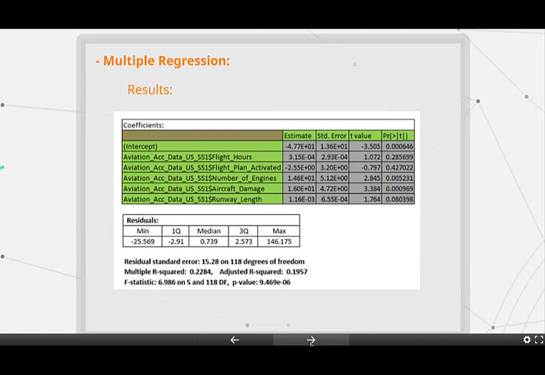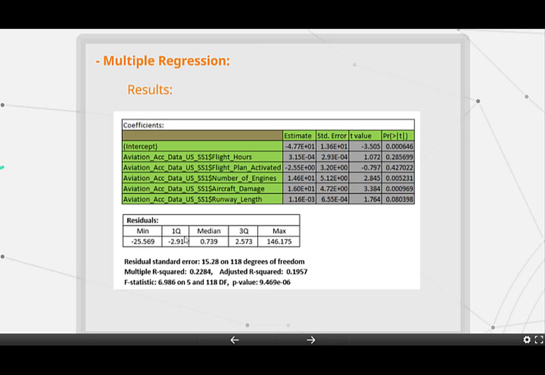The p-value of the regression model is 9.469 e to the power of minus 6, which is statistically a small number. This is less than the alpha value of 0.05. The p-values of aircraft damage and number of engines are 0.00969 and 0.005231, which are less than alpha. So these are our significant variables.